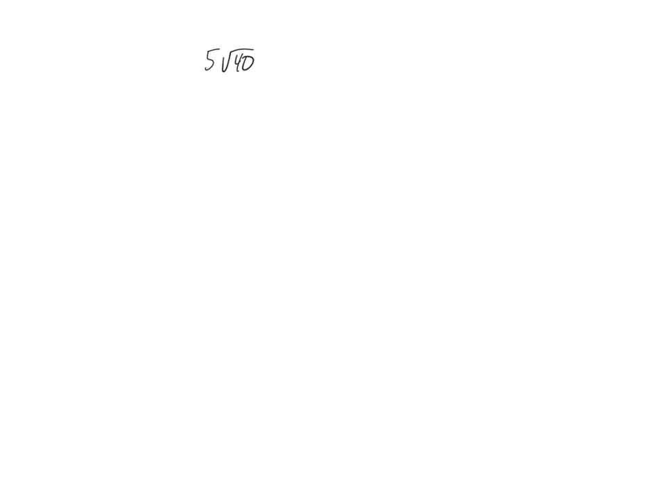I'm going to show you how to simplify 5 times the square root of 40. So the 5 is already outside the radical, so we really just have to focus on that square root of 40 and simplifying that, just being careful not to forget about the 5.